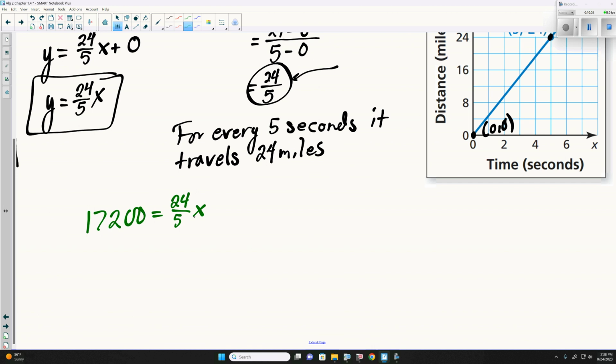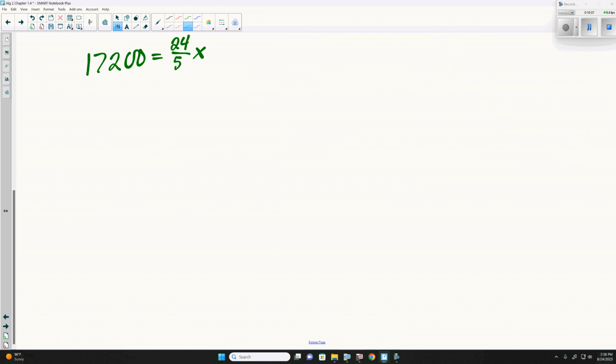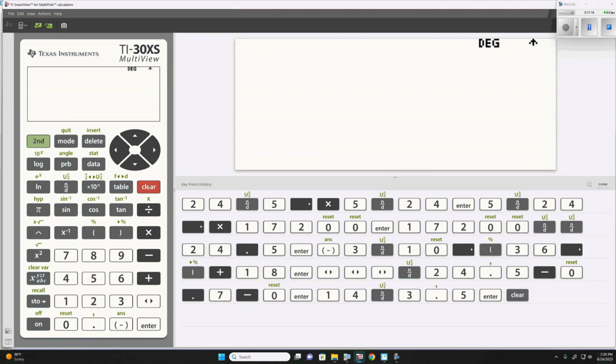Is the variable by itself? No, we need to get it by itself. So how? So 24 over 5 is being multiplied with x, yes? So to get rid of it, we have to divide. Which one do y'all want to do? Divide. If we divide, what would we divide it by? 24 over 5. We would divide both sides by 24 over 5. Because these two would cancel, leaving x by itself.